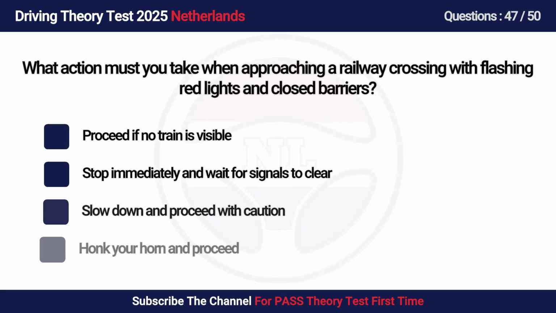Question 47. What action must you take when approaching a railway crossing with flashing red lights and closed barriers? A. Proceed if no train is visible. B. Stop immediately and wait for signals to clear. C. Slow down and proceed with caution. D. Honk your horn and proceed.